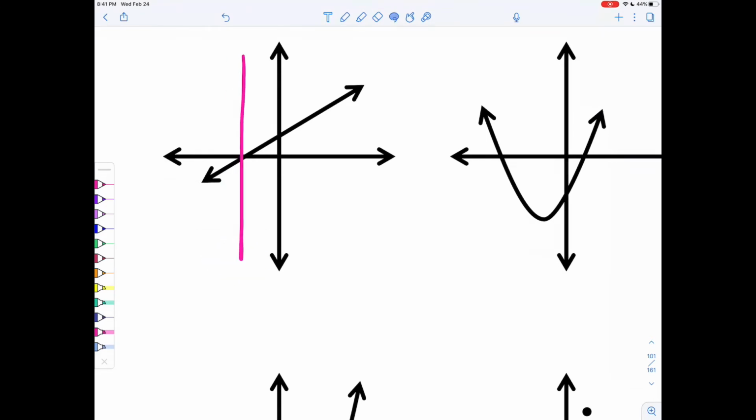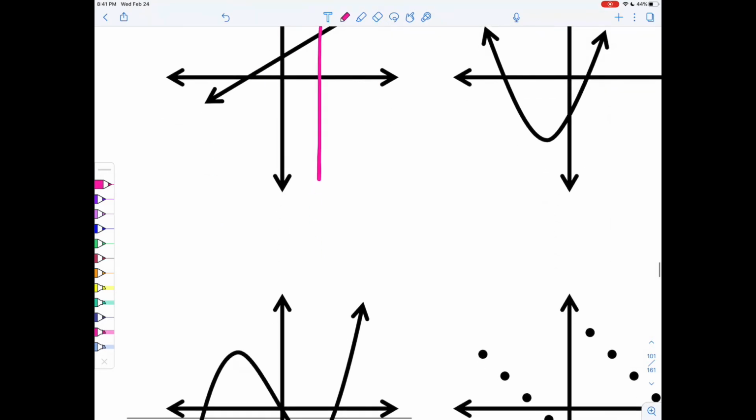So still once. In fact, no matter where I put this line, it's always touching that relation once. Just once there, once here. No matter where I draw a vertical line, it's always just touching it once. So by that logic, I can say that this is a function. It's a function because it passes the vertical line test.